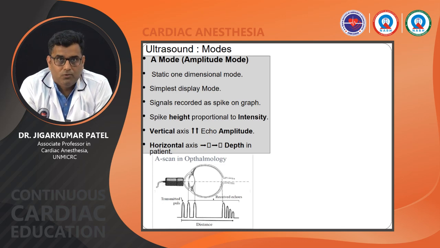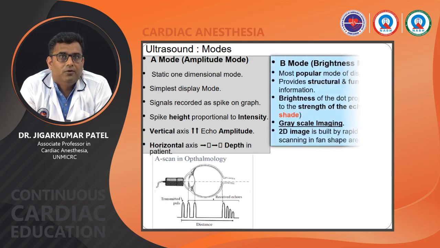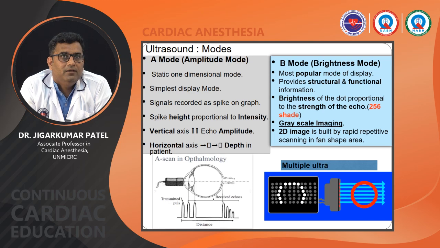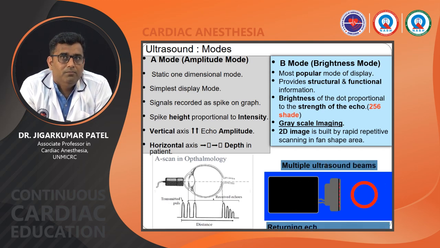Now we will see the various modes of ultrasound. The first one is the A mode. It is known as amplitude mode. It is the most primitive mode. It is a static one-dimensional mode and the simplest display mode. Here the signal is displayed as a spike on a graph. The spike height is proportional to the intensity of the reflected sound. As you see in the image, it is used in ophthalmology. It is known as an A scan. Here the vertical axis shows the amplitude of the returning echo, and the horizontal axis indicates depth in the patient.